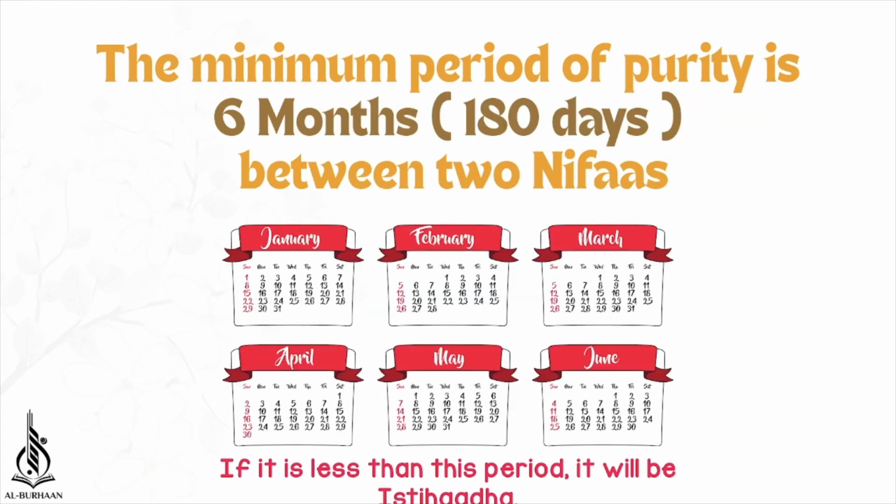The minimum period of purity is 6 months, 180 days, between two nifas. So you've got 6 calendar months here. That is equivalent to 180 days and more. So we say that there has to be this period before experiencing another nifas. Like we discussed before, any bloods lesser than this will be istihaadhah.